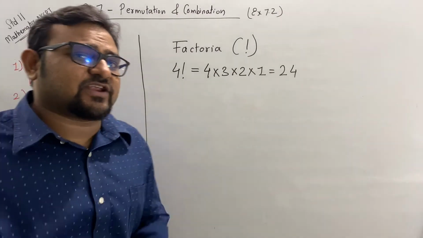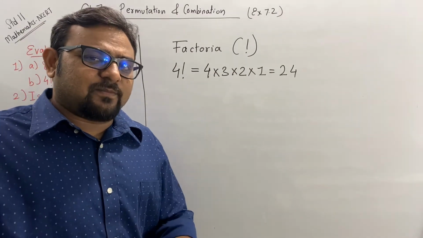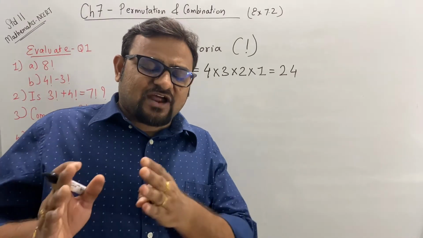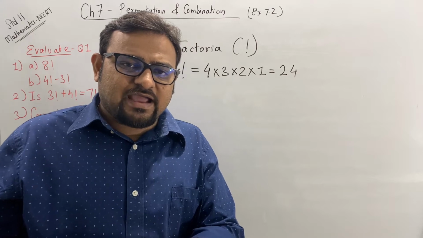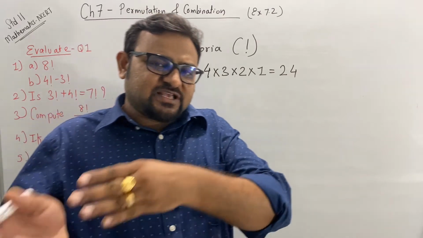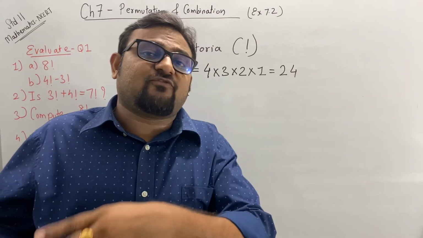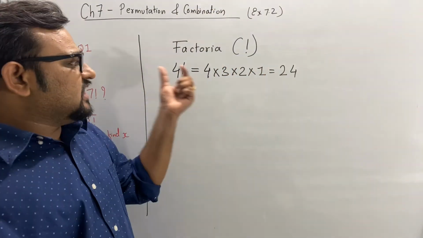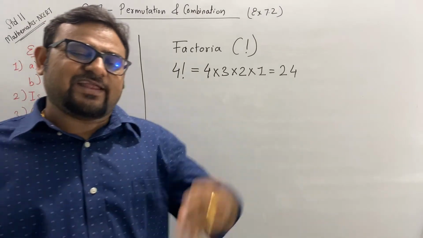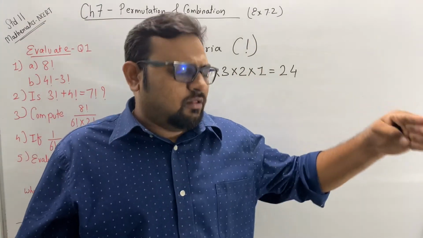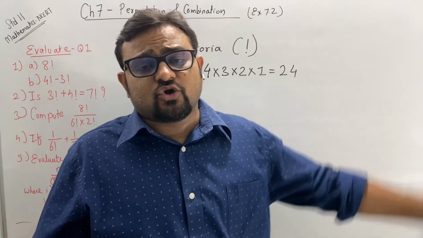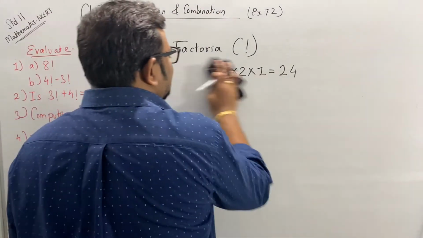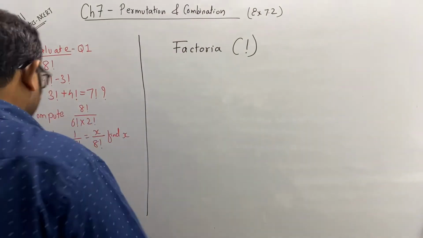So what does this factorial mean? Whatever number it is, if there is a symbol factorial after it, it means start from that number and multiply with the number before it, till 1. Okay, means if it is 8 factorial, 8 into 7 into 6 into 5 into 4 into 3 into 2 into 1. Okay, so now let's write down a few values.